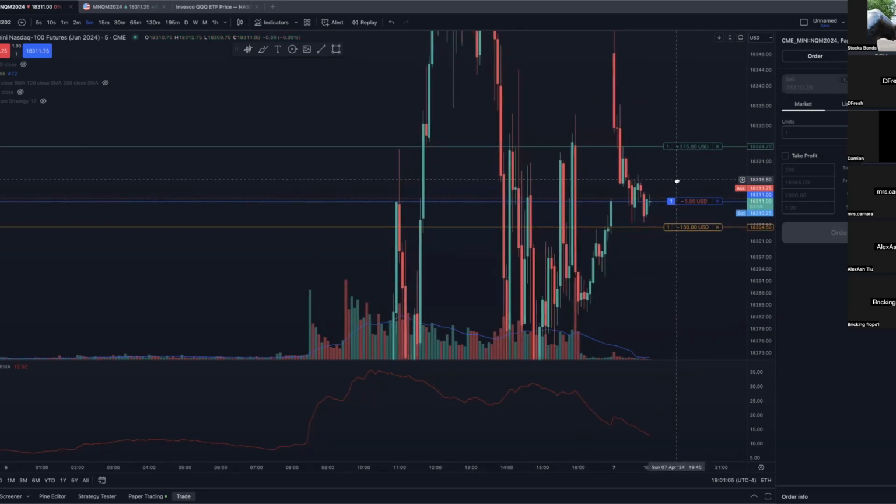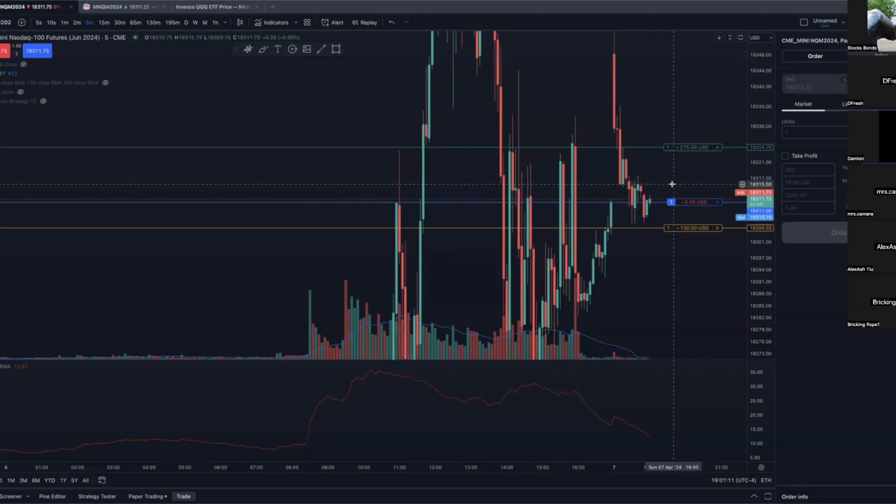And if you are going to start trading futures, open a simulated account with TradingView, with Tradeaway, and start paper trading until you finish at least 100 trades. You need to take at least 100 trades.